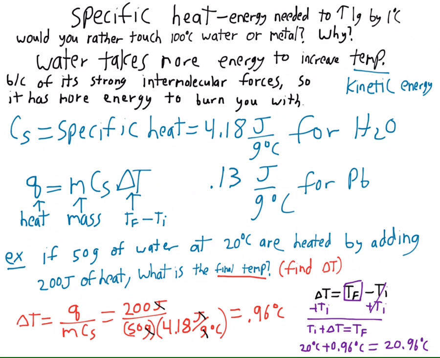When you do the heat calculations, if there's any specific heats that aren't given to you, then you can find them on page 533 in your book.